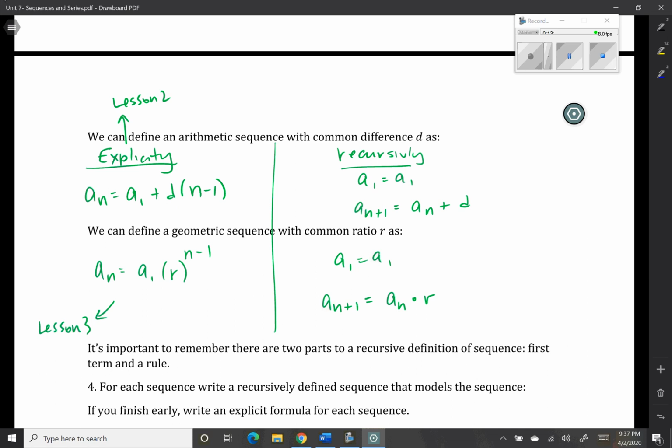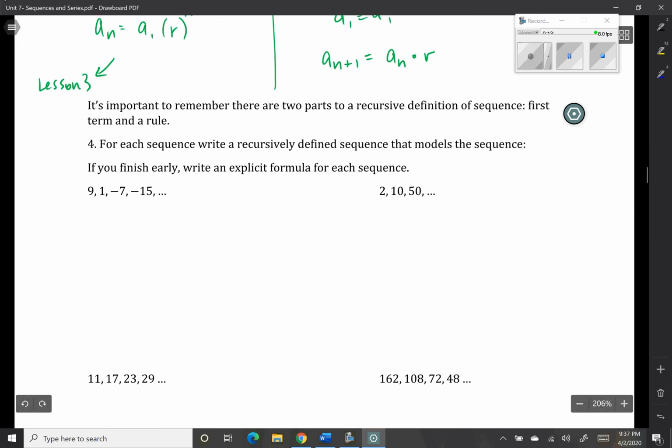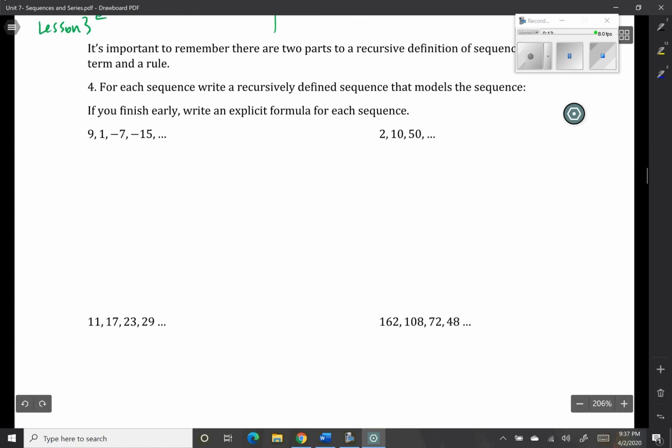So let's try a couple here. On the bottom of the page here, page 15, there are 4 different sequences, and they're either arithmetic or geometric, meaning I can define them both recursively and explicitly. I'd like you to try to do it both ways. So just try the first 2 on top. One of them's arithmetic, one of them's geometric. So pause the video for a second and then try the next 2.